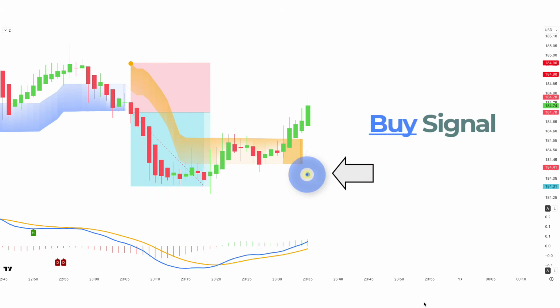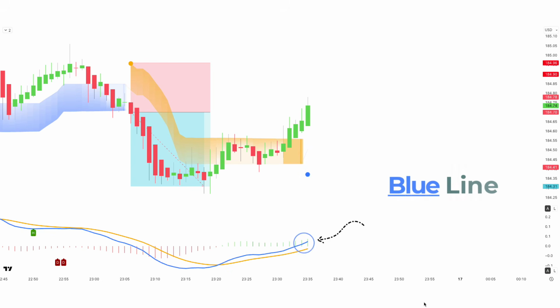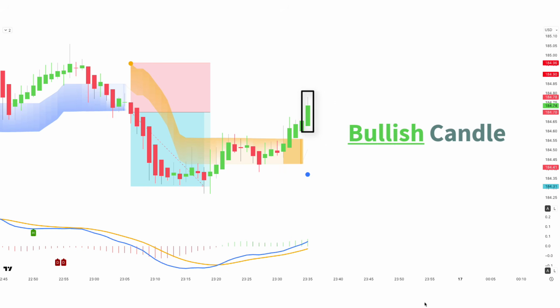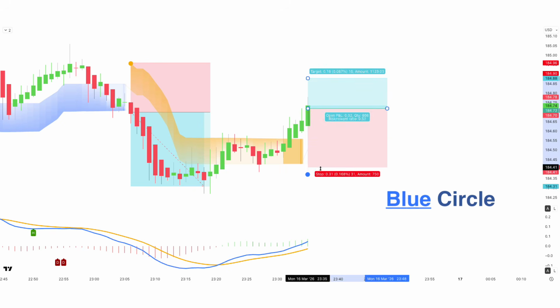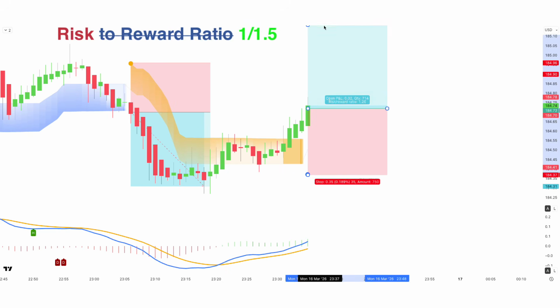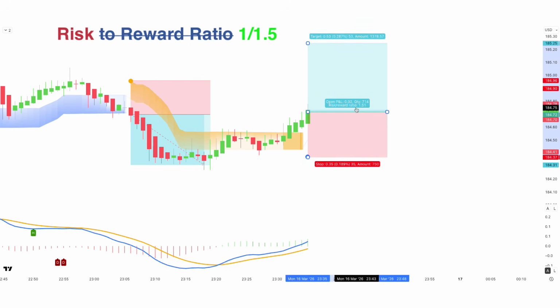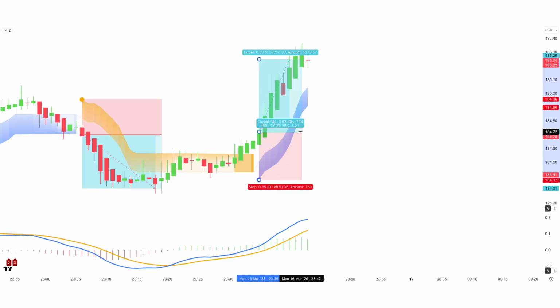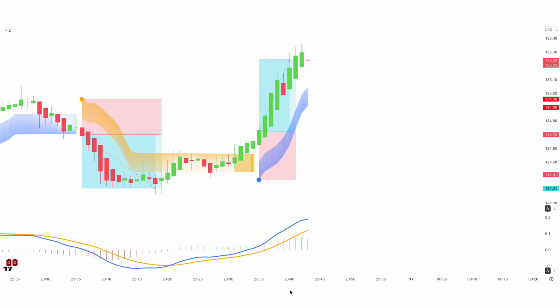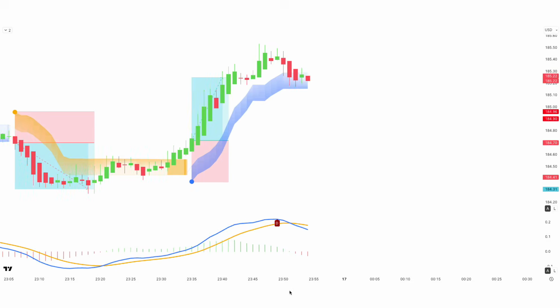Here, the adaptive trend channel circle of this indicator is a buy signal. Here, the blue line of MACD divergence is above the orange line. Here, the market has made a bullish candle to give confirmation. So all our conditions are being fulfilled, so we are placing an order to buy. Our stop loss is to be placed at the blue circle, and the risk-to-reward ratio will be 1:1.5. Our trade is running in profit. We have won the trade. Let's find the next trade.